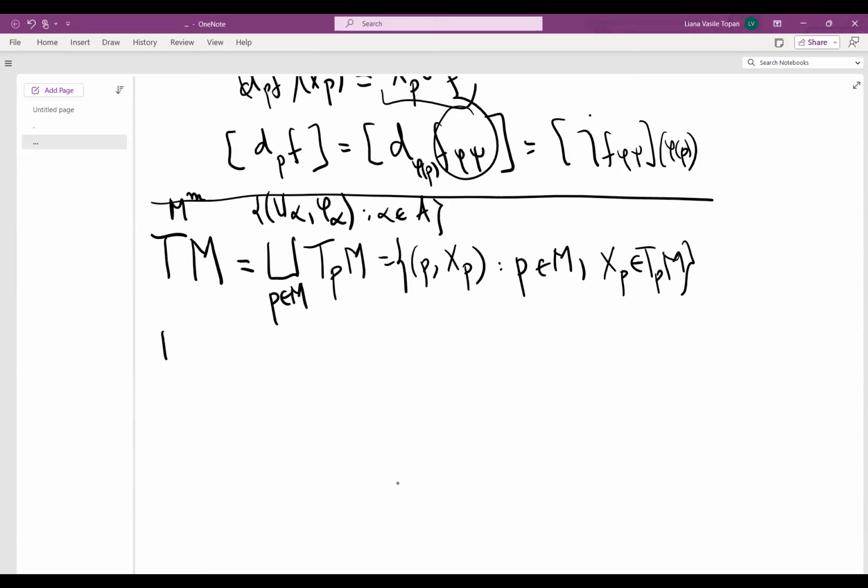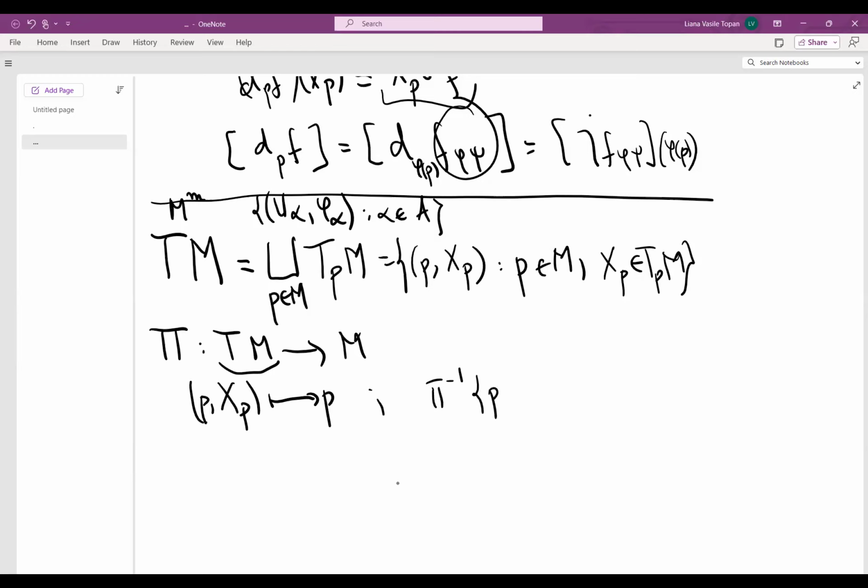And then there is a natural projection of the tangent bundle over M, which takes an element of the form xp, a tangent vector at P, or (P, xp) if you want, into P via the projection. We also saw that pi inverse of the pre-image of the point P is in fact T_P M, and we call it the fiber about P.